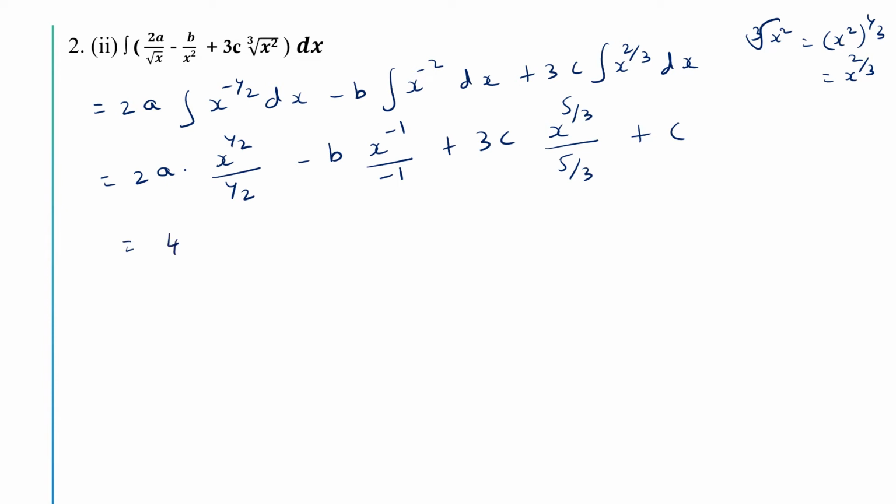So this is equal to 4a into root x, then plus b by x, then here we have plus 9 by 5 c into x raised to 5 by 3. Let us take the constant of integration as c1, because there is already one c here, plus c1.